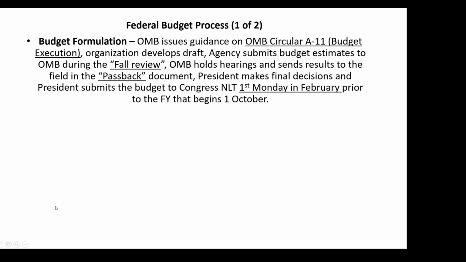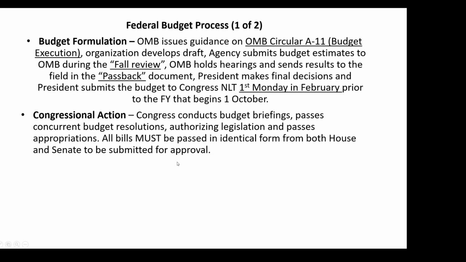So what does Congress do in this process after the president signs it? Then you have the budget process, which begins with budget formulation. We talk about issue guidance in the OMB circular. The organization develops its draft. They submit their estimates to the Office of Management and Budget during the fall review. And once OMB makes its decision on what it's going to send forward to the president, they do an OMB pass back. The president must submit the budget request to Congress no later than the first Monday in February prior to the fiscal year that begins 1 October.